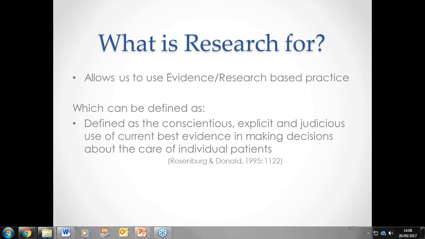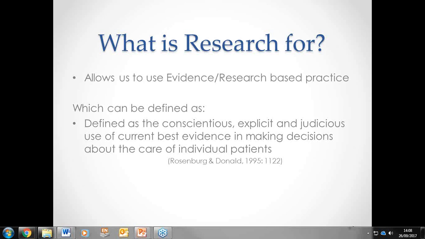So we have to be a little bit careful when we talk about evidence-based practice, because what are we talking about when we talk about evidence? Now, evidence could be a recommendation from the National Institute of Health and Clinical Excellence, but unless that evidence has been based on research, is it robust evidence? So we should actually be talking about research-based practice, not evidence-based practice.